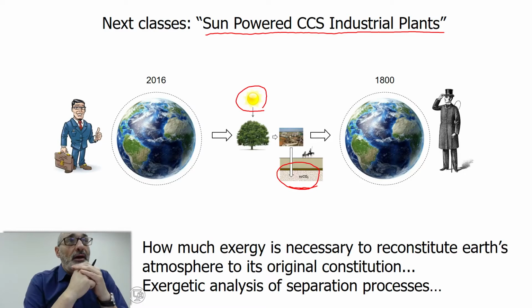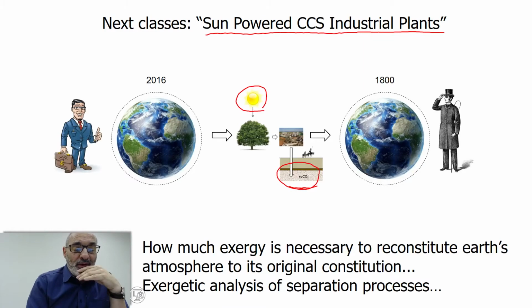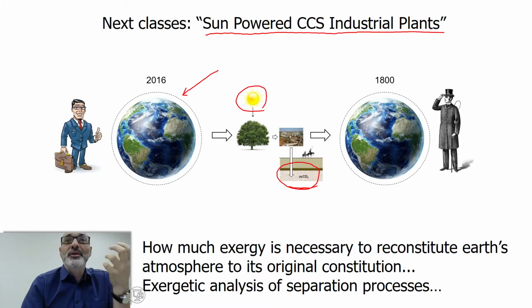So, how much energy is necessary to reconstitute Earth's atmosphere to its original constitution? The problem is like this. I want to avoid the atmosphere heating, the increase of the greenhouse effect. To do this, I have to remove CO2 from the atmosphere. Removing CO2 from the atmosphere is a separation process.